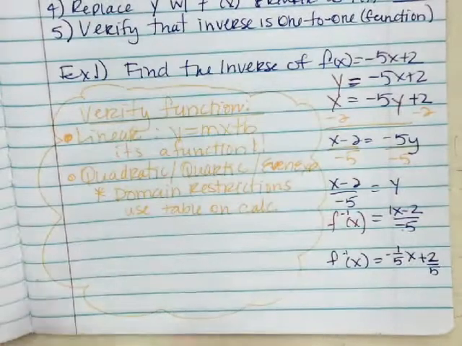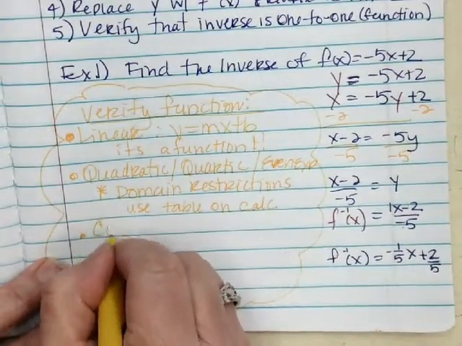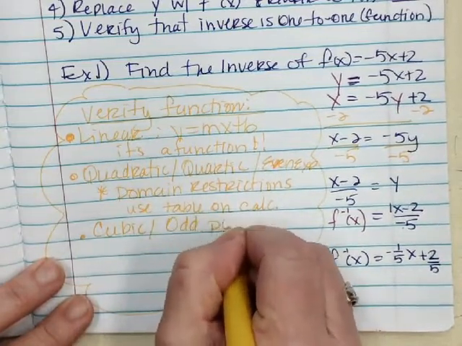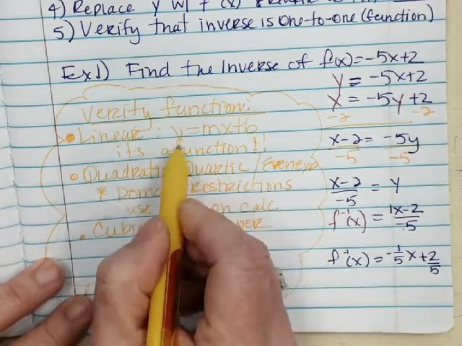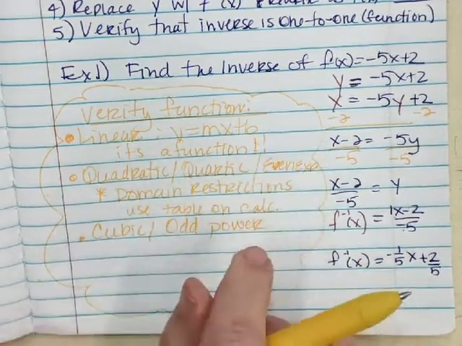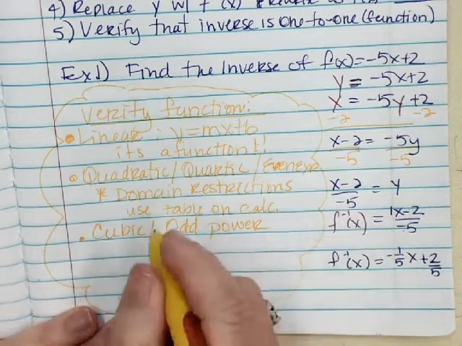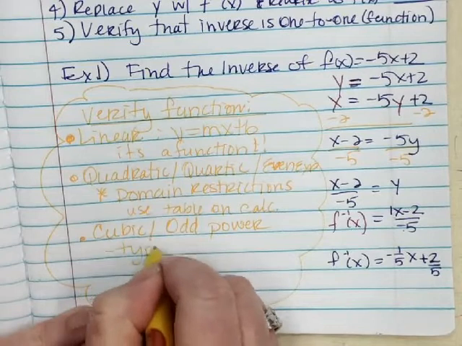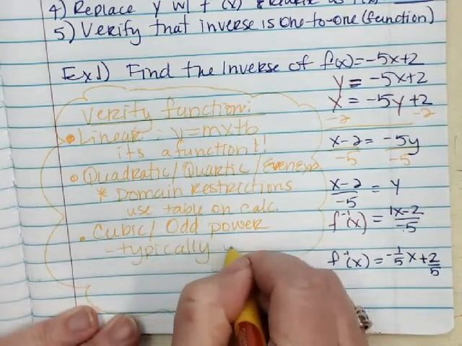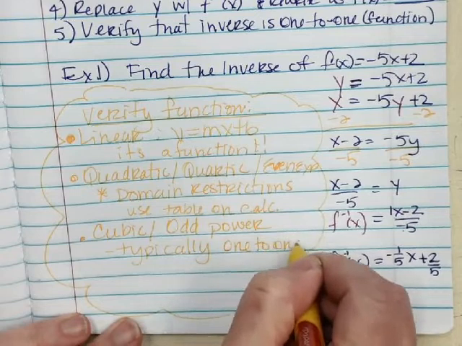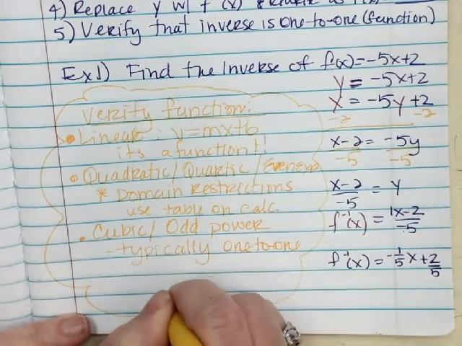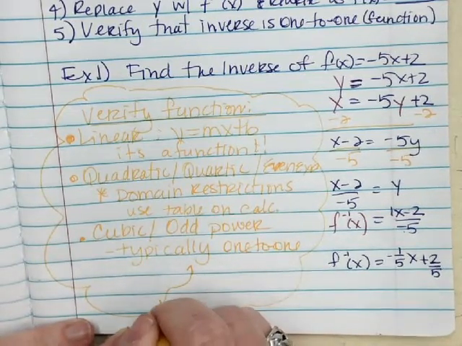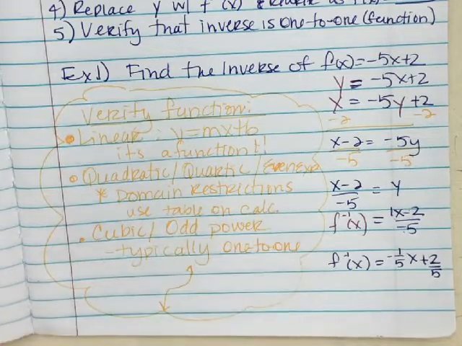Okay, and then the last part is if you have a cubic or anything with an odd exponent besides 1, because that's linear. If you have a cubic or a 5th power or a 7th power or whatever, they typically are 1-to-1. Because if you remember what a cubic function looks like, it's like that. And so if I reflect it over that line, y equals x, it's still going to be a function.